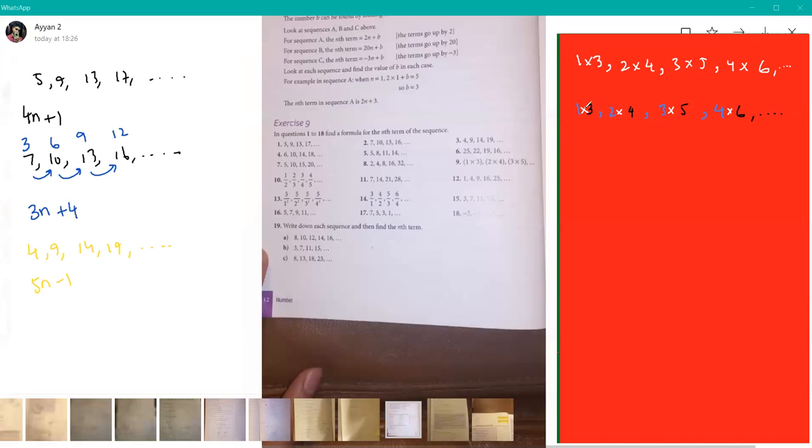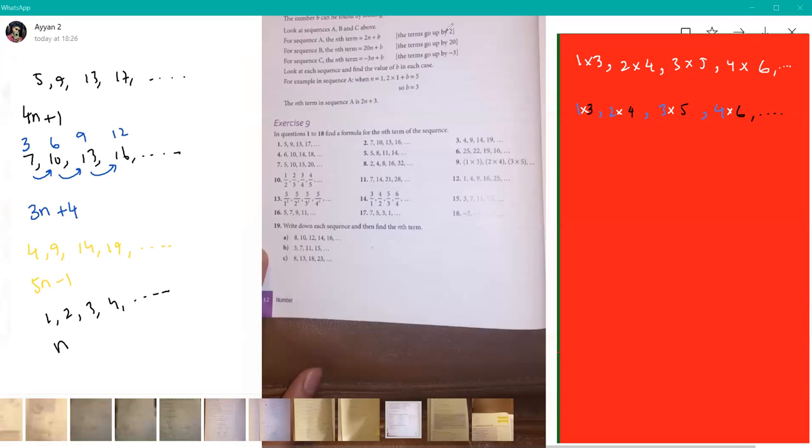So what can I write for 1, 2, 3, 4? Suppose you have 1, 2, 3, 4, so what will be the nth term? Just tell me for this 1, 2, 3, 4. Its nth term is n. Okay, the nth term is n.